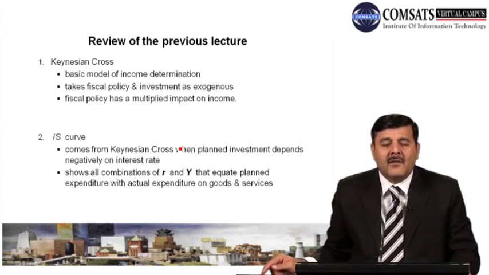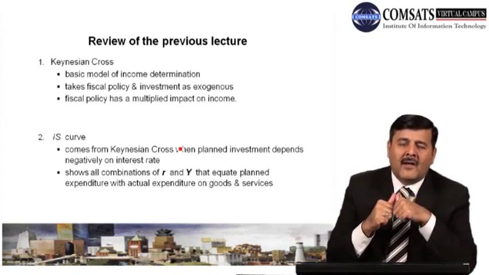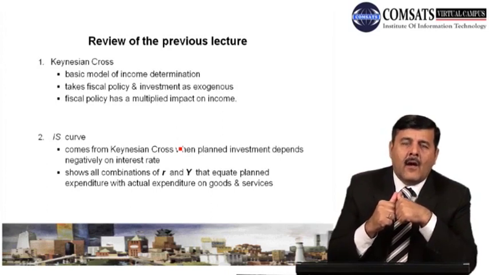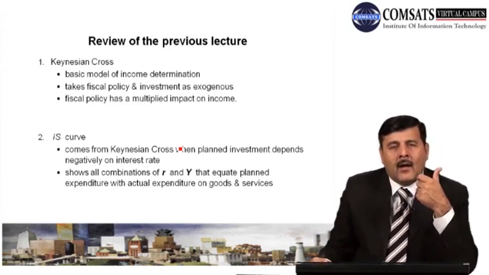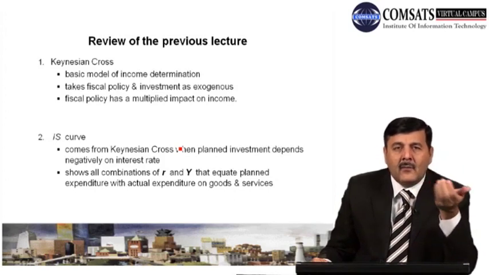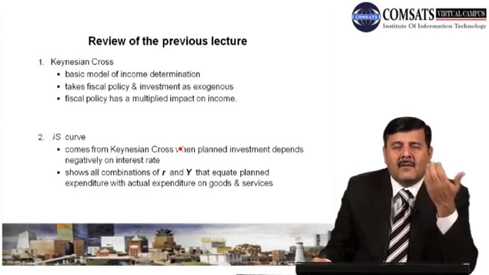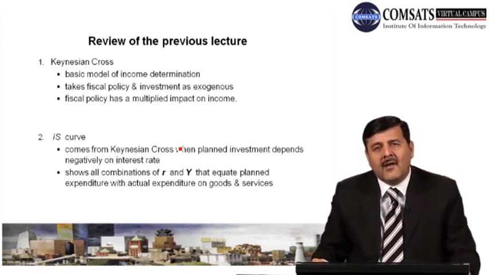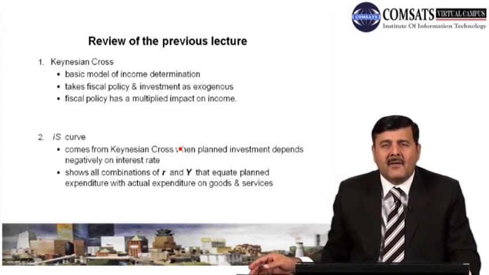So this is all about what we have learned in the previous class. We have learned two things in the previous lecture. One was the Keynesian cross, how according to Keynes, or the group of Keynesian economists, we determine national income, the level of income in the economy, by using planned expenditure and the income line. And then using that Keynesian cross, we derived the IS curve, the investment saving curve. It shows the combinations of rate of interest and income which bring equilibrium in the goods market. So this was all about the previous lecture.